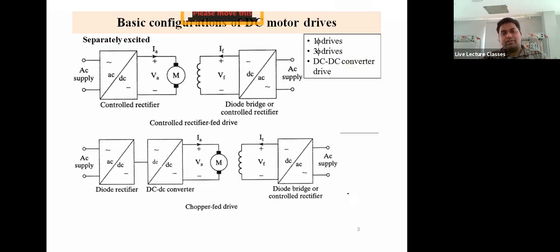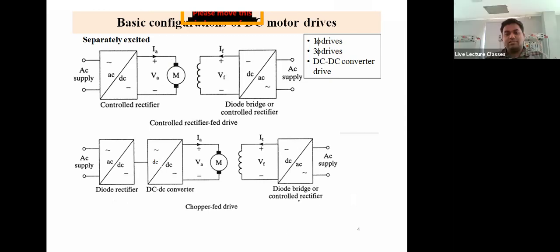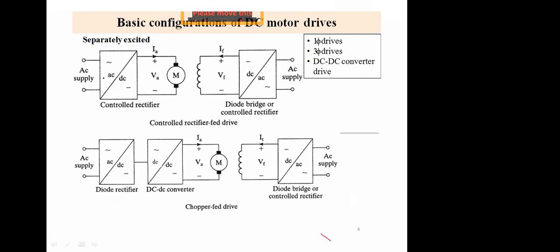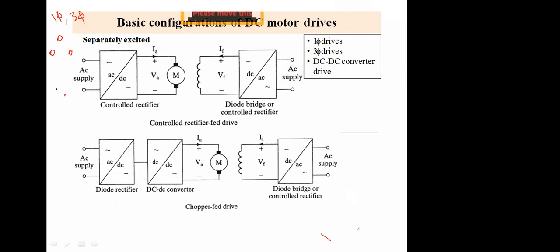Okay, so basic configurations of DC motor drives. Basically it can be single phase or three phase, right? From where is single phase and three phase coming? From the mains grid. So you have a socket, and this socket can provide you either single phase or three phase.